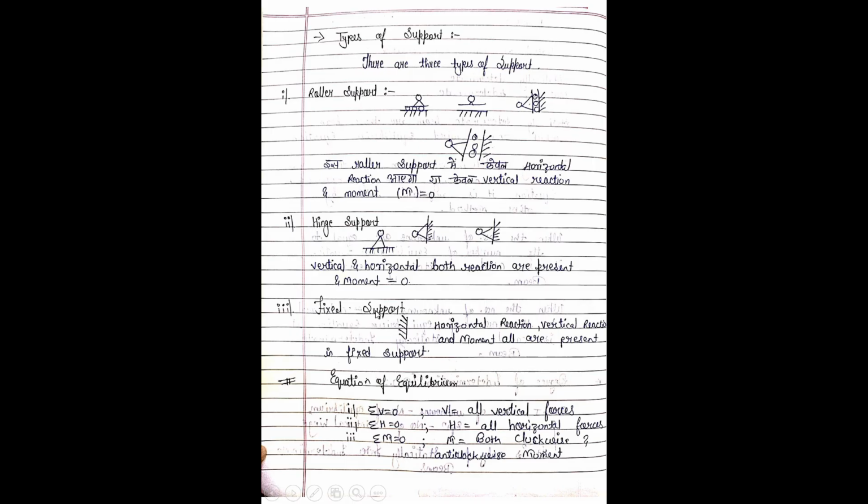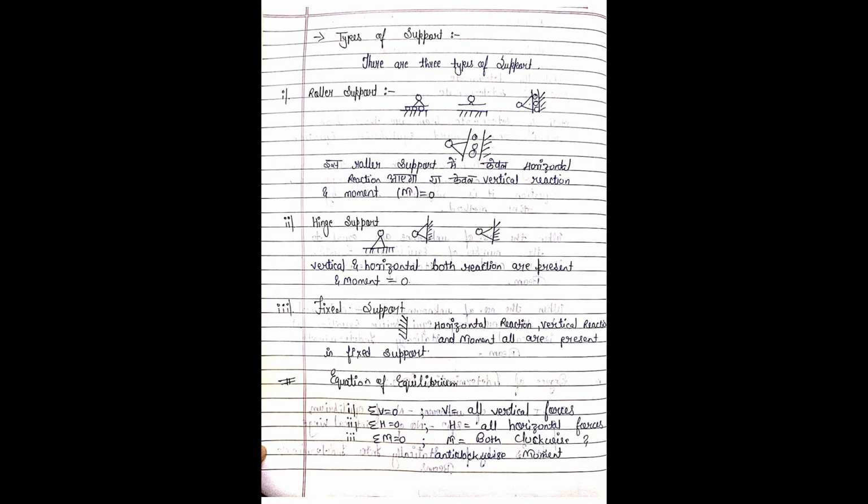The third one is the fixed support. Fixed support is the one in which there are three types of support reaction: the first is horizontal, the second is vertical, and the third is moment. It also carries moment. So at a roller support there is one reaction, perpendicular to its base. At a hinge support there are two reactions, one horizontal and the other vertical. And at a fixed support there are three reactions: horizontal, vertical, and moment.